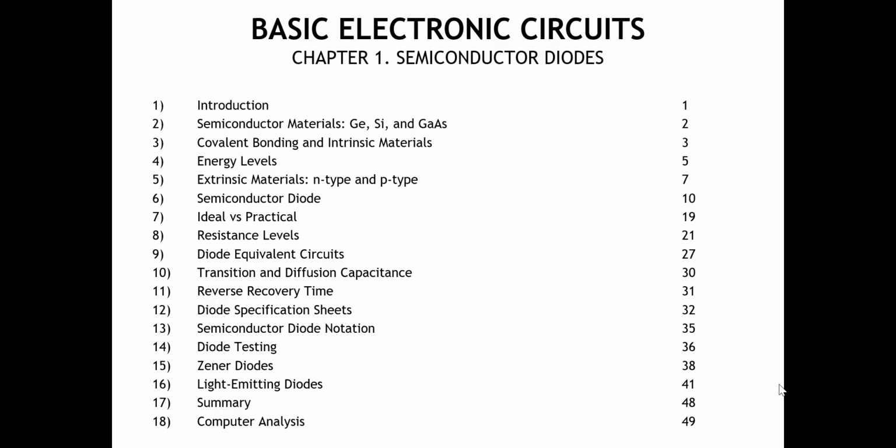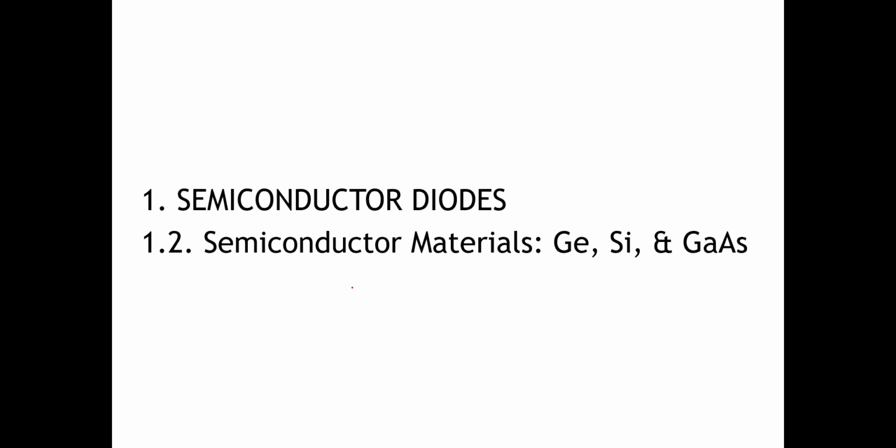The first one is semiconductor material, covalent bonding and intrinsic materials, and then energy level, extrinsic materials, semiconductor diodes, ideal versus practical, resistance level, diode equivalent circuits, capacitance, reverse recovery time, diode specification sheets, and also Zener diodes, and the last is light emitting diodes. Okay, this is the semiconductor diodes.